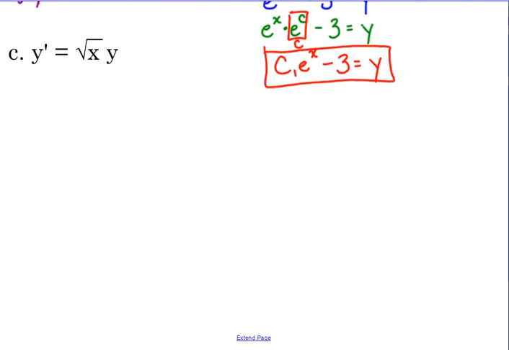All right, here's another one. Y prime, I'll just remember y prime is the same thing as dy over dx, is equal to the square root of x times y. So we're going to do the same thing. We need our variables to be the same thing on each side. So the dx moves to the right, the y moves to the left. We had to divide by the y, so we've got 1 over y. I'm going to go ahead and write that square root of x as x to the 1/2 because I know I'm going to have to apply my power rule.